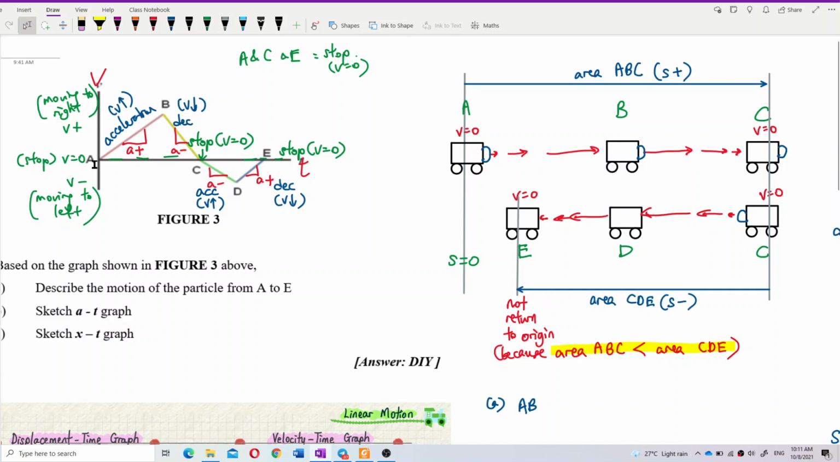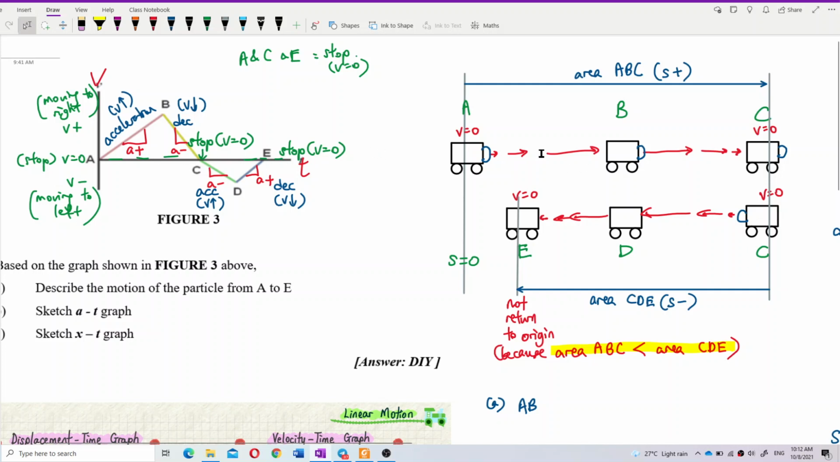Here you have 3 stopping points because the graph touches the time axis 3 times, or thrice. The graph touches the time axis at A, at C, and E. So these A, C, E are the 3 points where the car stopped.